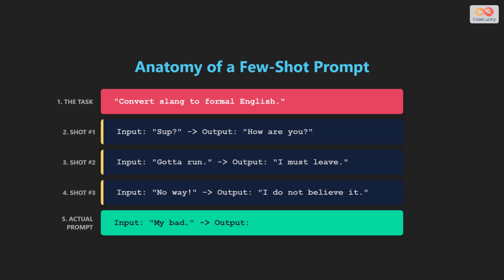Let's break down the structure. A few-shot prompt starts with an instruction. Then, you provide a few input-output pairs. For example, if you want to convert slang to formal English, you show the AI 3 examples of how you would do it. Finally, you provide the new input you want it to process.